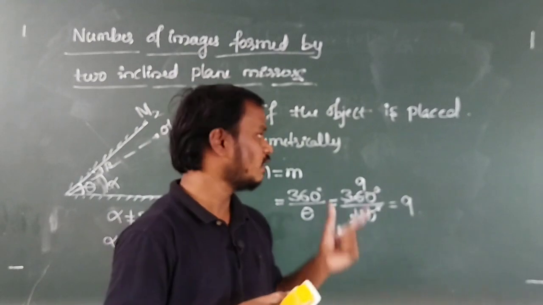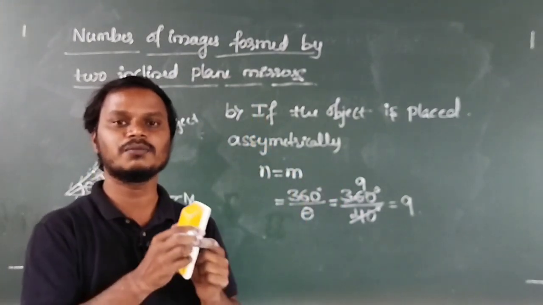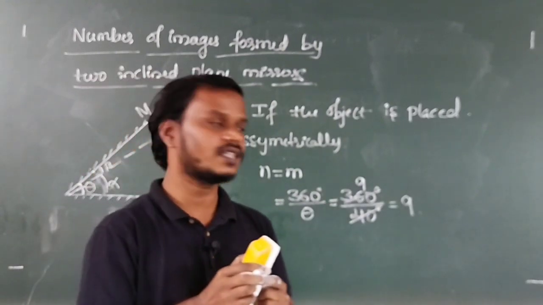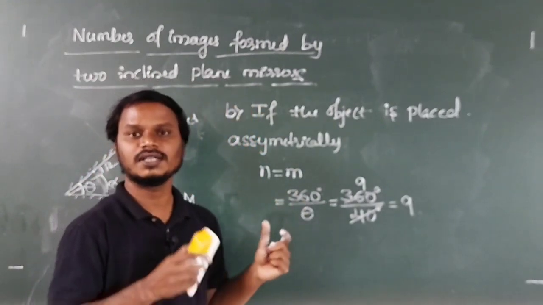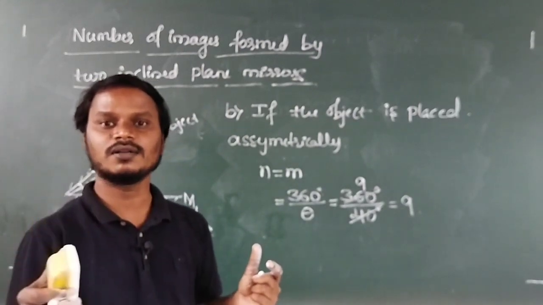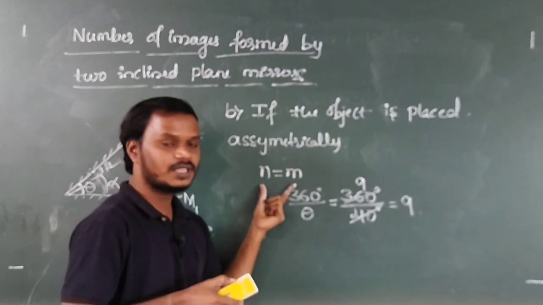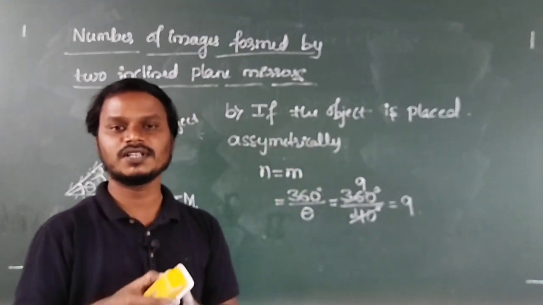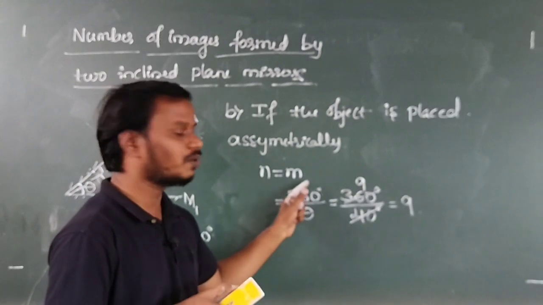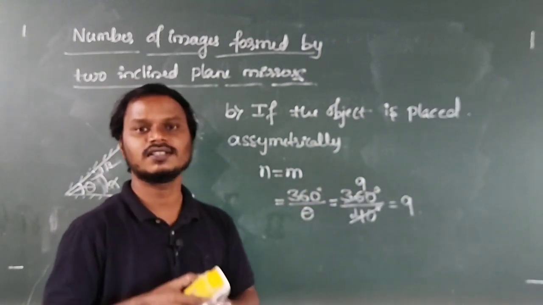if the object is placed symmetrically, what is the formula used to find the number of images formed by two inclined plane mirrors? That is n is equal to m minus 1. And if 360 by theta is an odd number and the object is placed asymmetrically, what is the formula used to find the number of images formed by two inclined plane mirrors? That is n is equal to m. So m is nothing but 360 degree divided by theta.